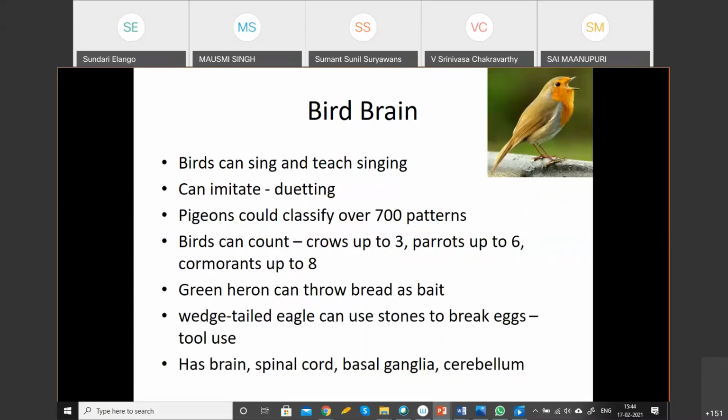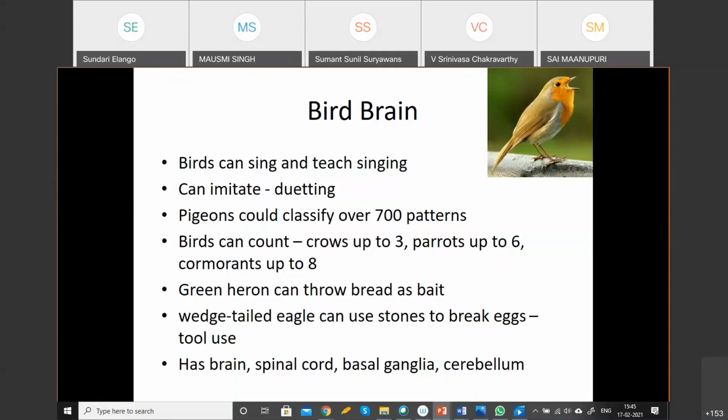Then if you go to birds, although when you say somebody has a bird brain we take it as an insult, birds are actually pretty smart. They can learn to sing, and an elder bird can teach a younger bird how to sing. The teacher bird is called a tutor bird, that's a term. And they can teach a younger bird how to sing.